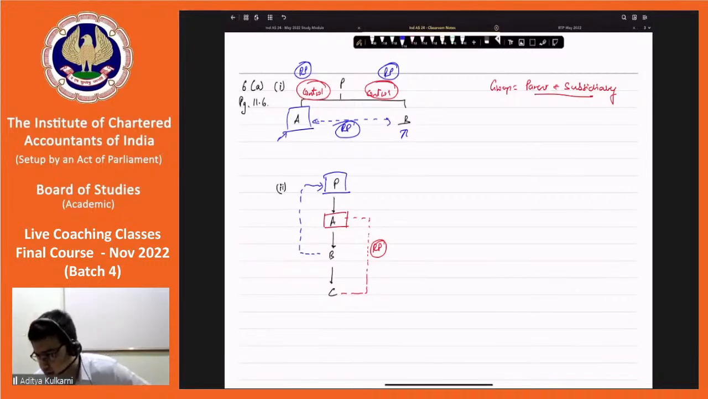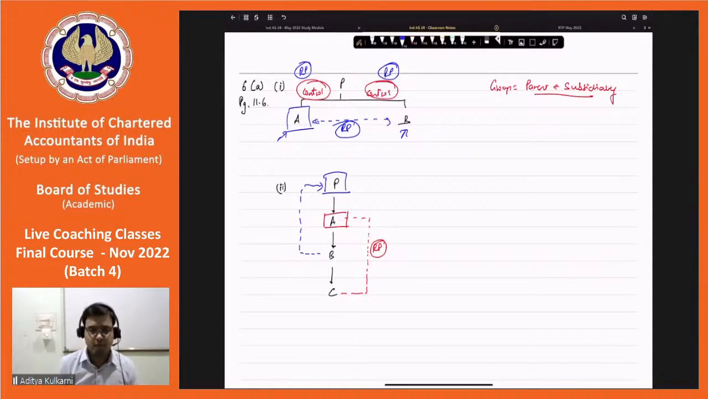Is B related to P? Yes, obviously. B is a subsidiary of a subsidiary of P. That means P, A, B and C are all members of the same group, and therefore B is related to P. So are they related parties? Yes, they definitely are related parties.